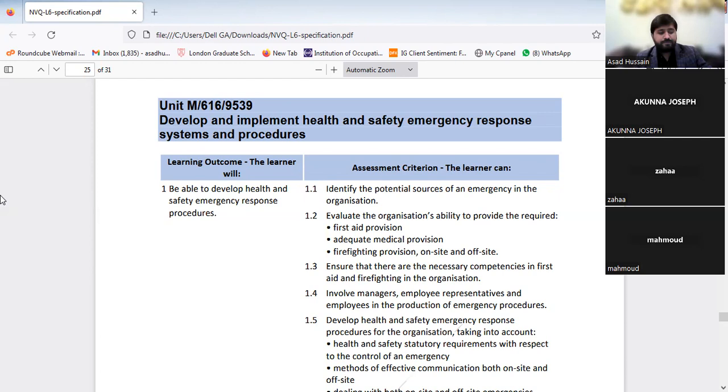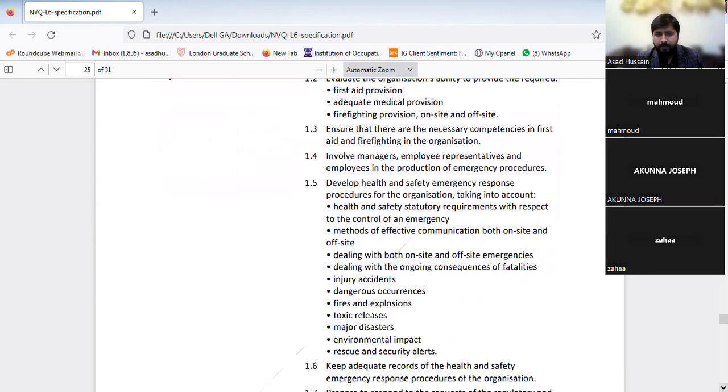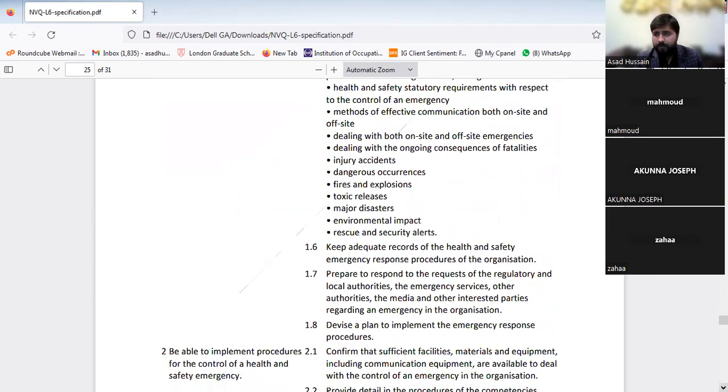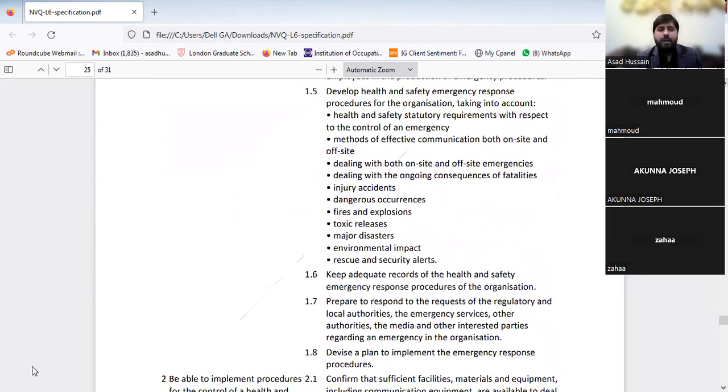Next, in 1.5, it is discussing about, yeah, Mahmoud. In 1.4, involving the manager in the production, it can be done through committee meetings. Yeah, absolutely. Even committee meetings and their meeting minutes can show that you have considered it.